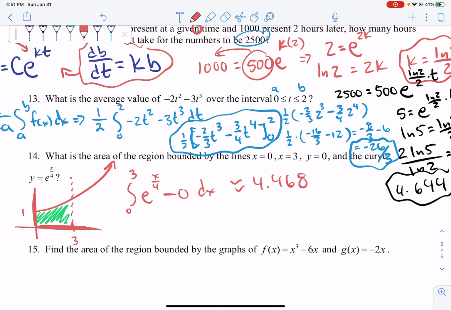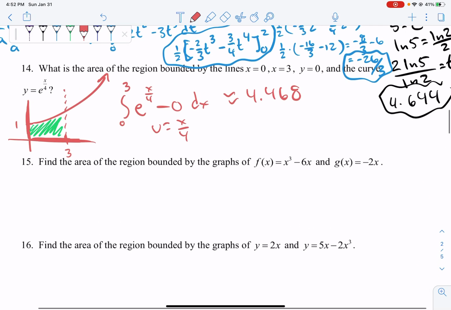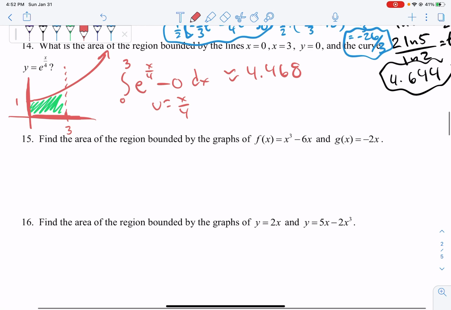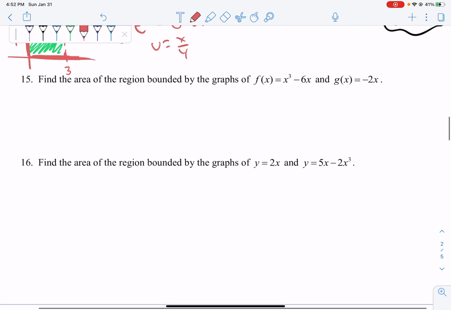Now, if you wanted to do this by hand, you would do a u substitution, x over 4, find du, and solve it by hand that way. I'm not going to take the time to do that today. We can do it in class if you really want to, but you're going to have to change your limits, and this feels like more of a calculator question. At this point, it didn't tell you couldn't use your calculator on the review, so I think we're okay on number 14.